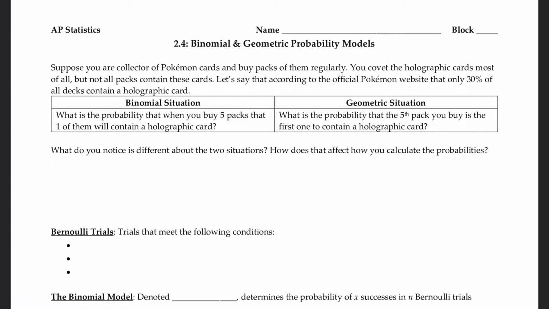I'm introducing them together because they are similar-ish, but there is one main difference between the two that we're going to try to highlight, so that you get really good at knowing which setting we're in, what language you should be looking for, and how that affects how we calculate things.